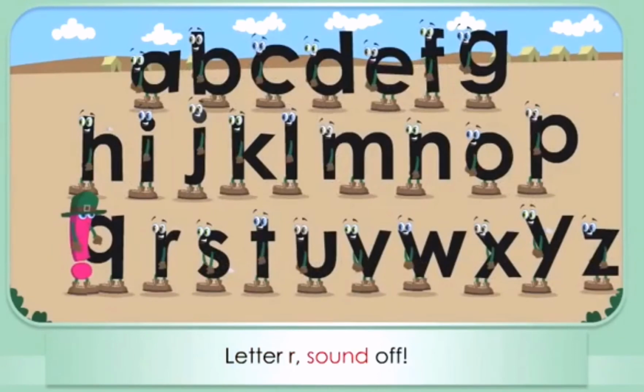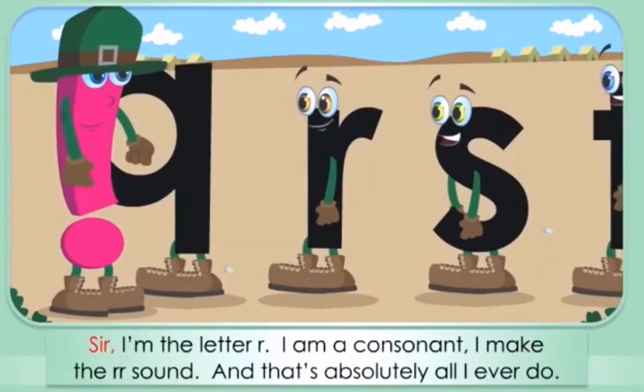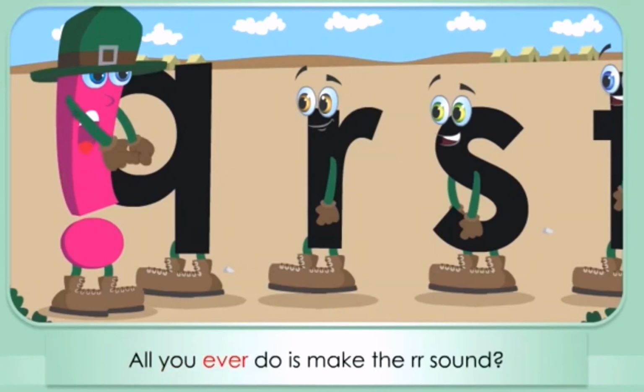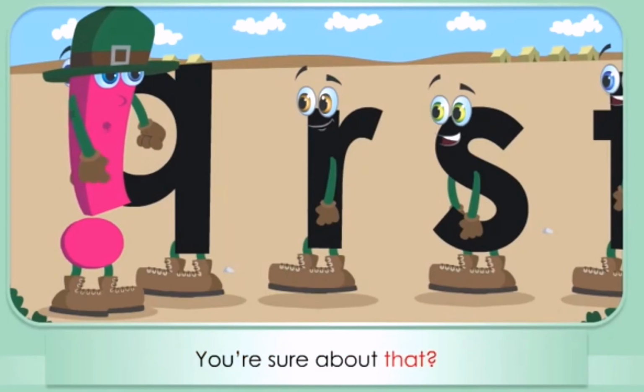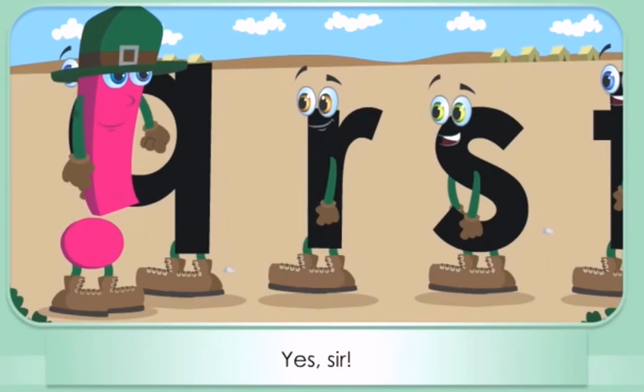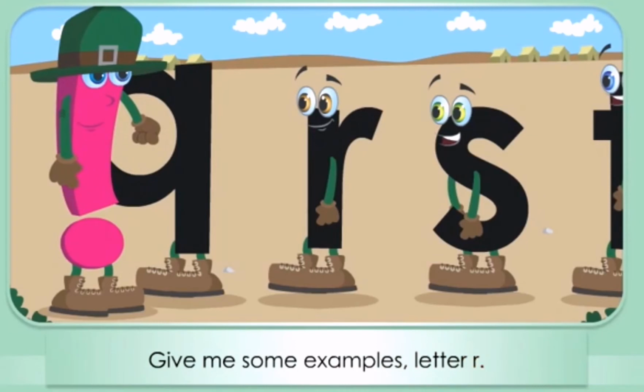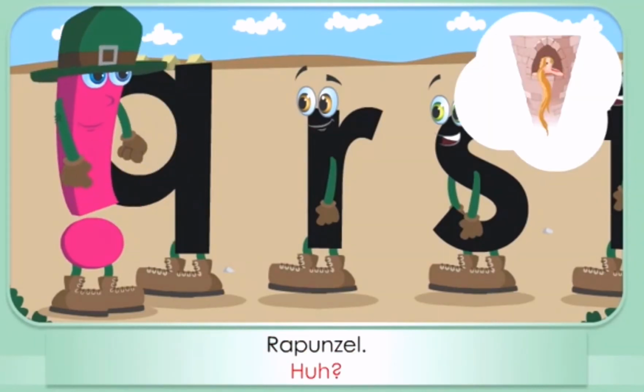Letter R. Sound off. Sir, I'm the letter R. I am a consonant. I make the R sound, and that's absolutely all I ever do. All you ever do is make the sound? Yes, sir. Letter R only makes the sound and nothing else. You're sure about that? Yes, sir. Give me some examples, letter R. Rapunzel. Huh?